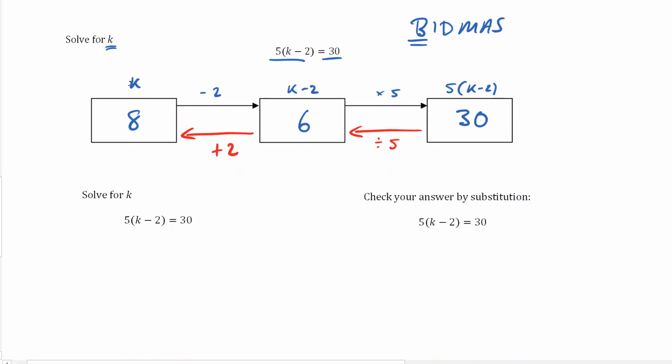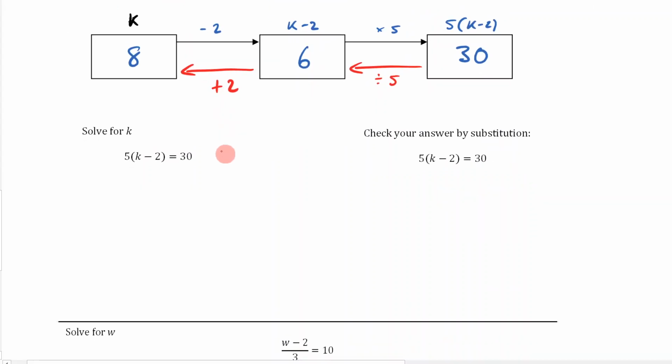So k is equal to 8. Remember, this is just the training wheels. Hopefully you were successful in doing this way.